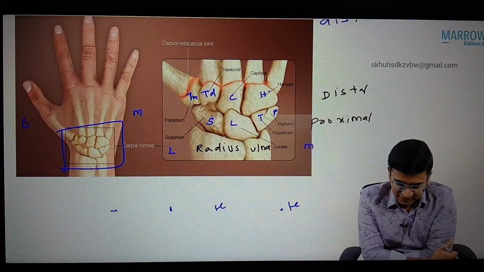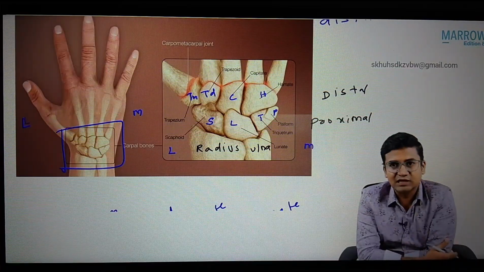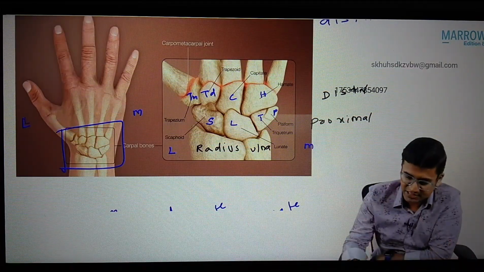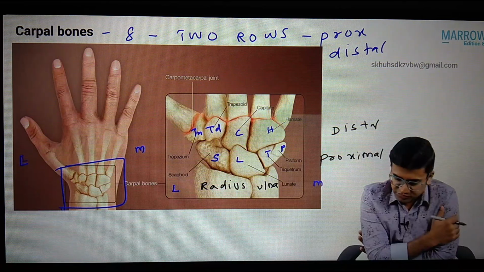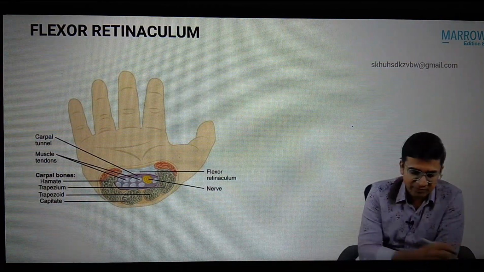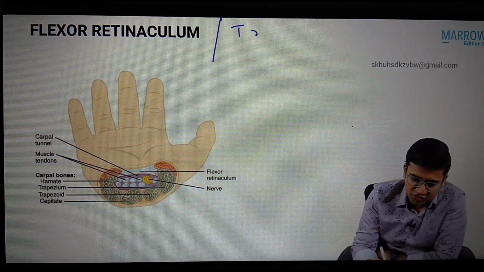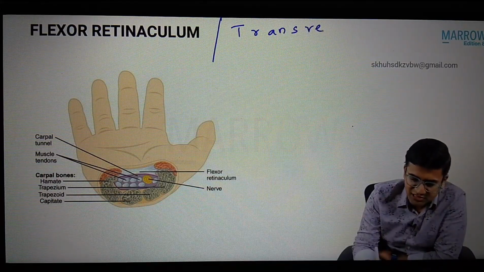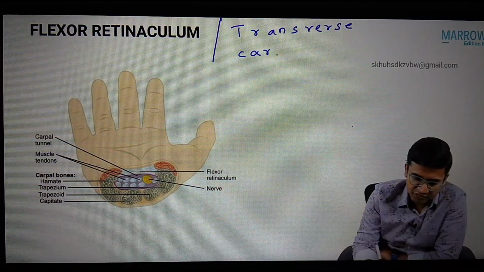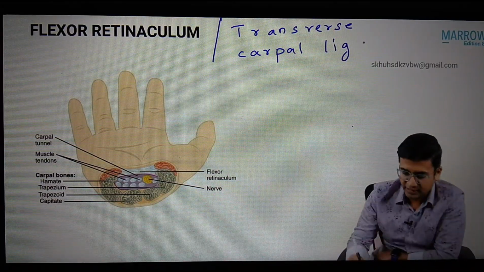Okay, right. So now to these carpal bones, yes, our retinaculum band is attached. So that's all about the carpal bones. Now we're going to discuss the flexor retinaculum. Now this band is also known as transverse carpal ligament. So retinaculum attaching to carpal bones, right?